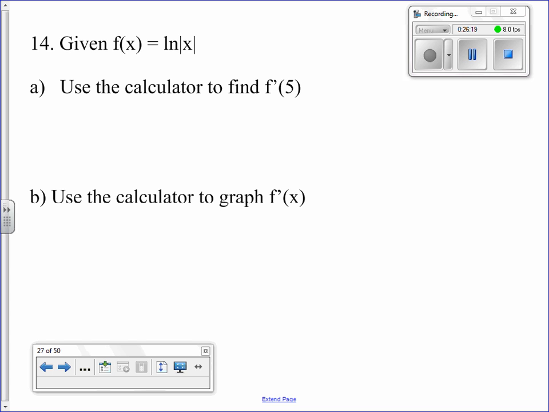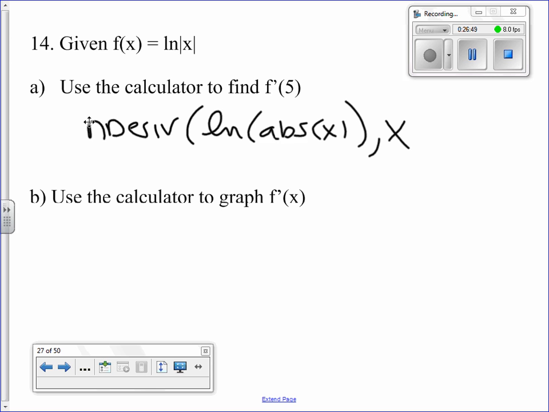For 14, you have to be able to use the calculator for two things: to find the derivative. Even some great kids in here who don't like the calculator at all still have to know how to use it to find the derivative at a particular value. On your home screen, go to nderiv, that's math 8, put in the function, the ln of the absolute value of x, comma x, comma 5.